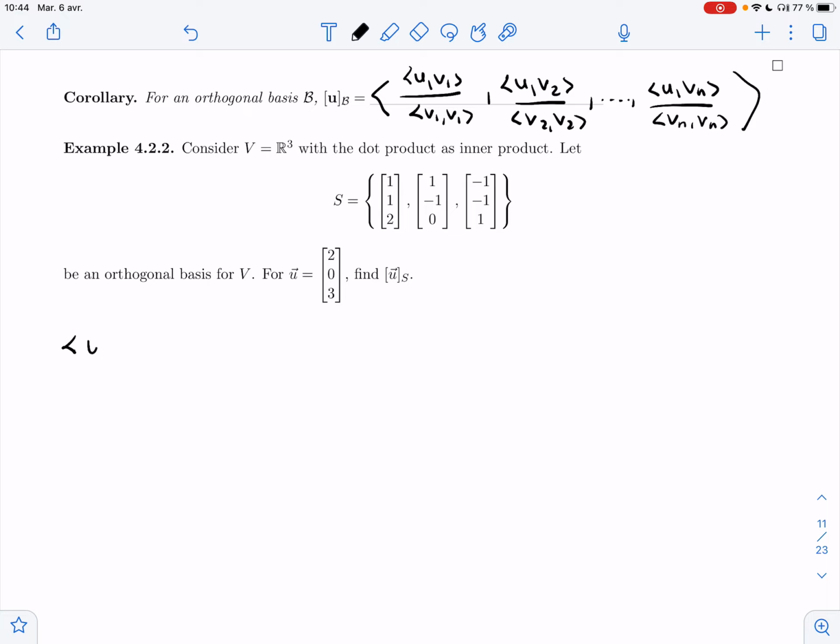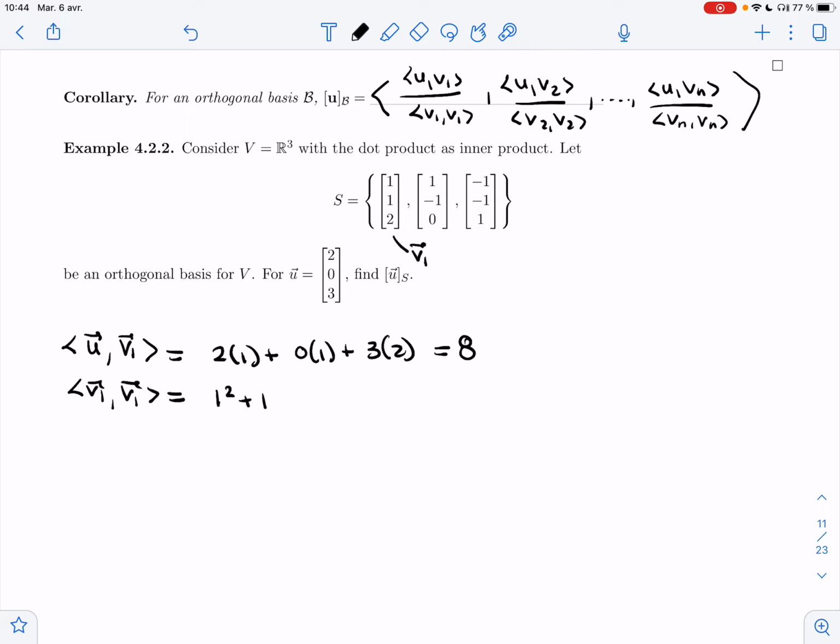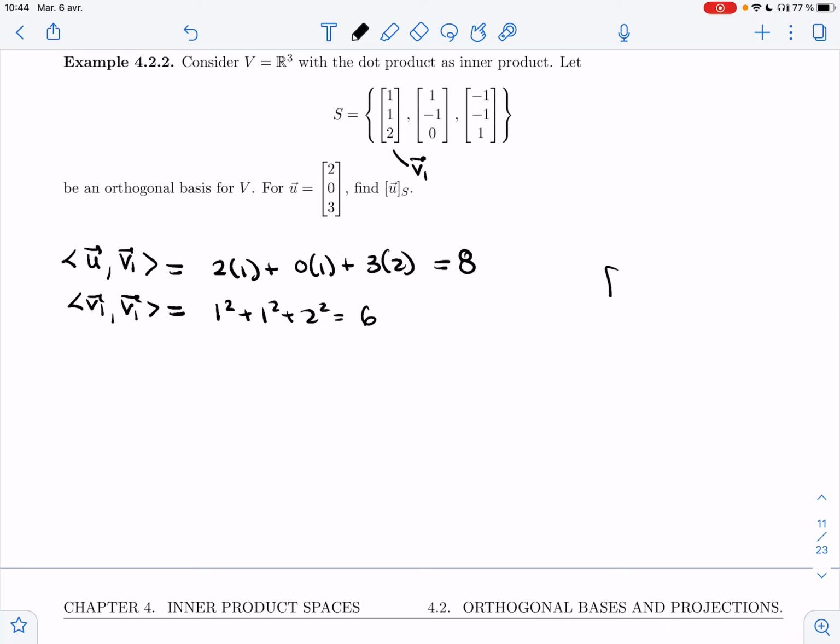So I need to find U dot, let's call it V1. That's 2 times 1 plus 0 times 1 plus 3 times 2. I get 8. And I need V1 dot V1. So that's going to be 1 squared plus 1 squared plus 2 squared. That's 2 plus 4, that's 6. So the first coordinate will be 8 over 6.